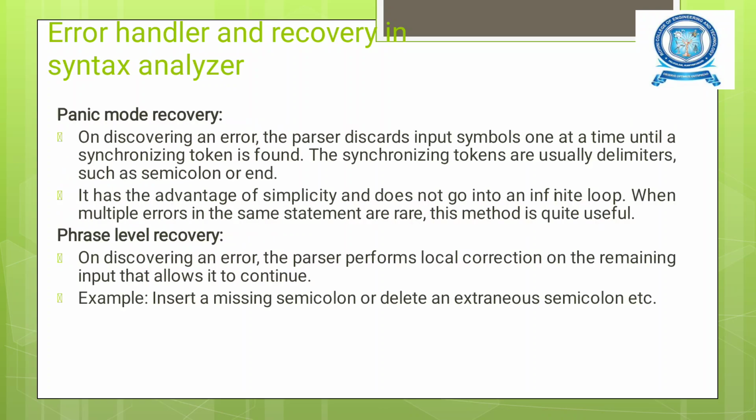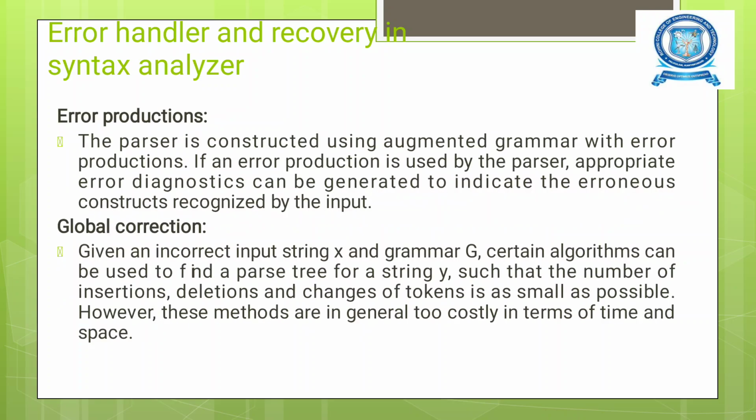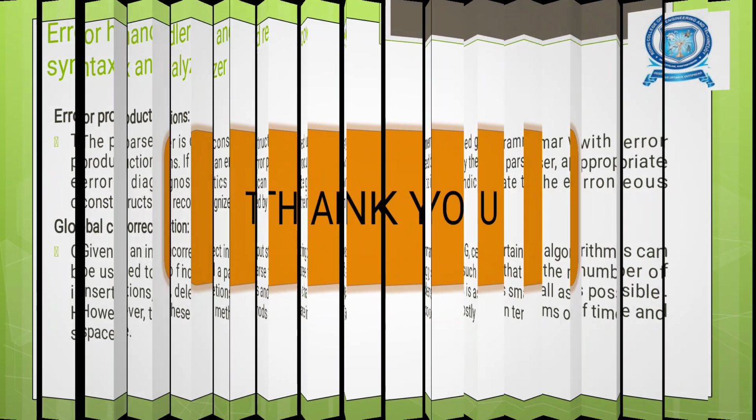In panic mode error recovery, the parser discards input symbols one at a time until a synchronizing token is found. In phrase-level recovery, on discovering an error, the parser performs a local correction on the remaining input that allows it to continue. For error productions, the parser is constructed using an augmented grammar with error productions. For global corrections, given an incorrect input string x and a grammar G, certain algorithms can be used to find a parse tree for a string y, such that the number of insertions, deletions and changes of tokens is minimal. Thank you.